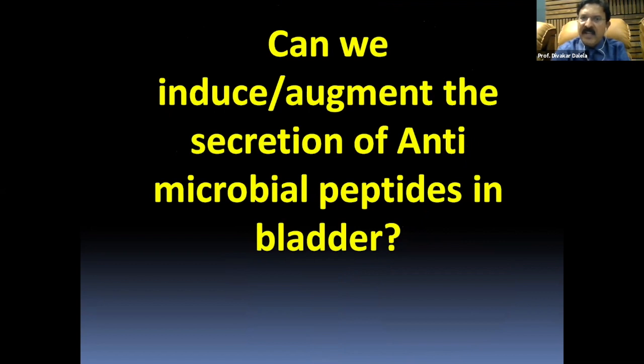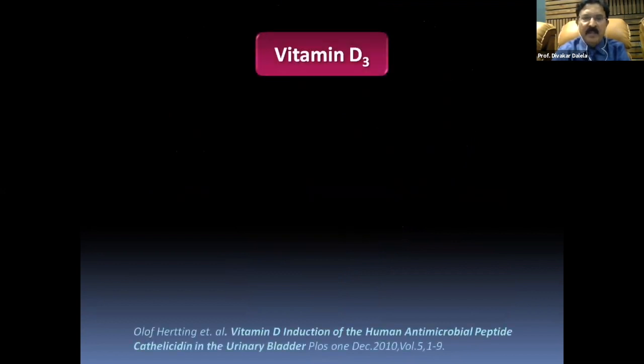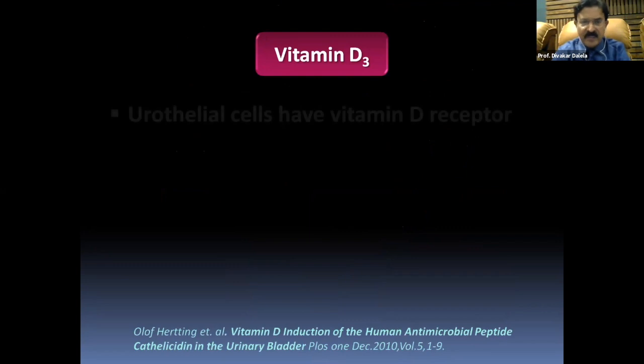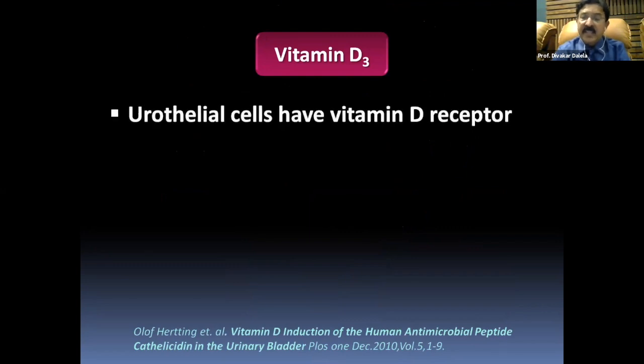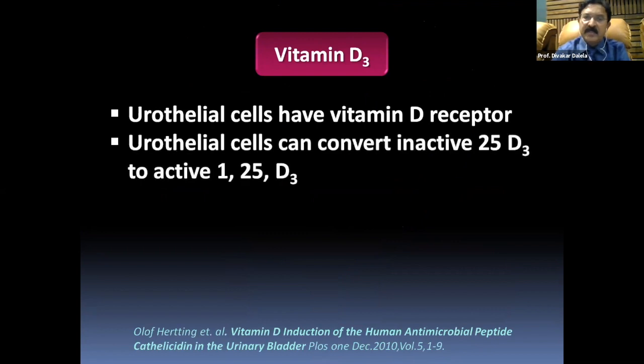Can we as scientists induce or augment the secretion of antimicrobial peptides? And the way is pretty simple, and this is vitamin D, D3. The lining cells of the urinary bladder have vitamin D receptors, right? And the lining cells of the urinary bladder can convert inactive vitamin D into active vitamin D.